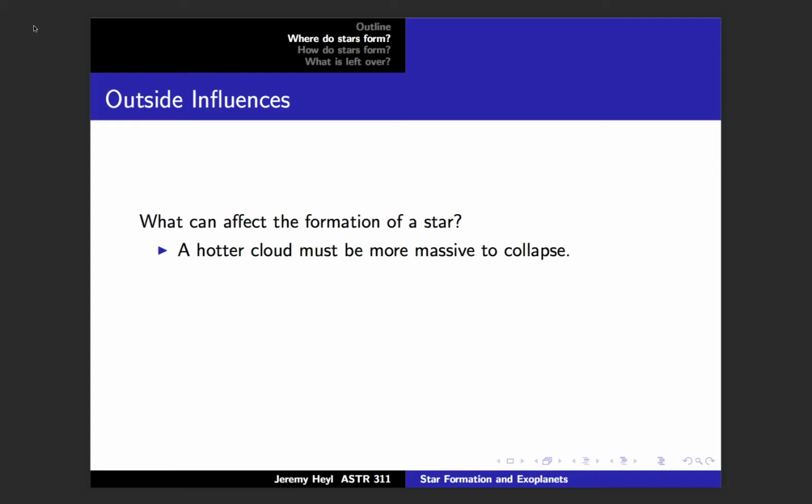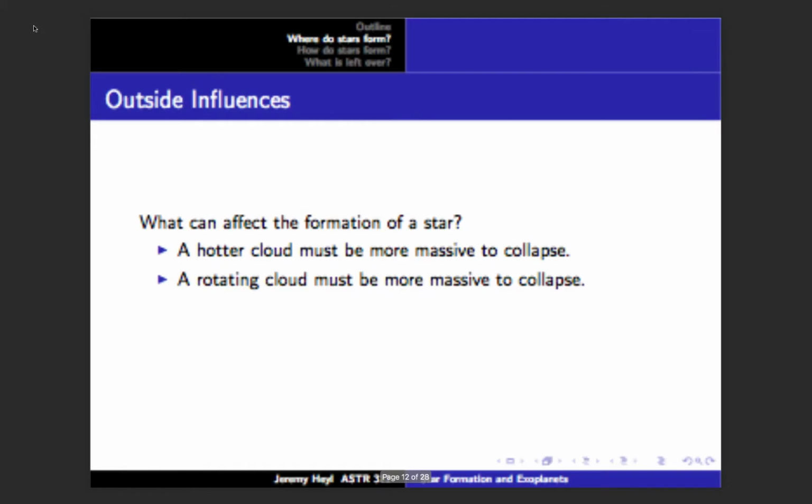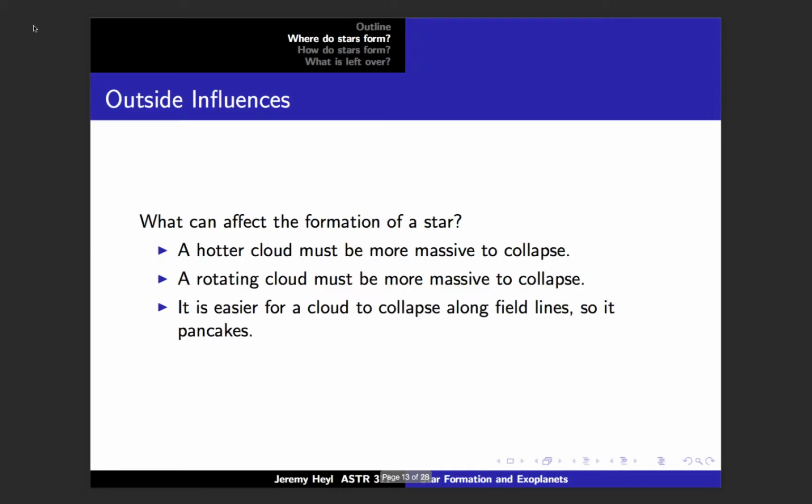What affects whether the star formation actually happens is that as the temperature of the cloud goes up, for it to collapse, for gravity to take over, the gravity has to be stronger. So the cloud must be more massive to collapse. If the clouds are typically hotter, the clumps that fall out of them and form stars will be more massive. If the cloud is rotating somewhat, it has to overcome the centrifugal force, right? If it's rotating, it's hard to pull itself in. So rotation will also make it need to be more massive to start collapse.